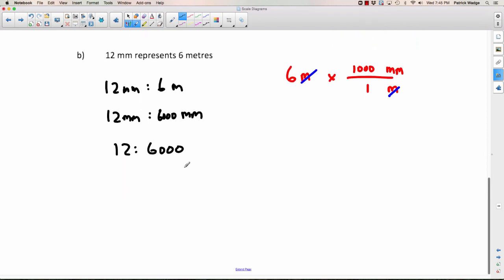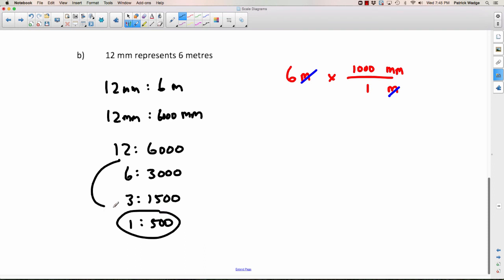All right, can you do it in one go? Maybe you can, maybe you can't. That's fine. What could you divide both of these by for sure? Well, they're both even. I could divide them both by 2. So 6 to 3,000. I could still divide them by 2. 3 to 1,500. Now, hopefully you recognize you could divide them both by 3. 1 to 500. Of course, you could have gone straight from here to here. If you divided them both by 12, you would have gotten the exact same answer. So this is the ratio that we're interested in now.